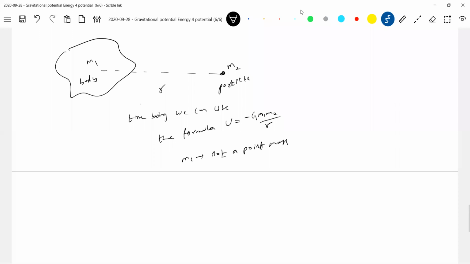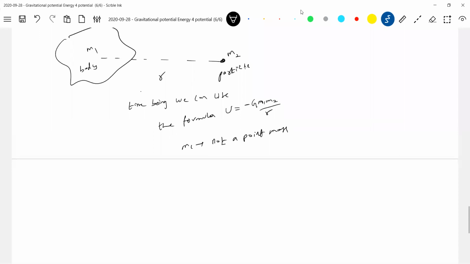Okay, now I'll bring in gravitational potential. So there's a question mark, not a point mass. Okay, now I'll introduce the idea of gravitational potential. So let me define it directly.